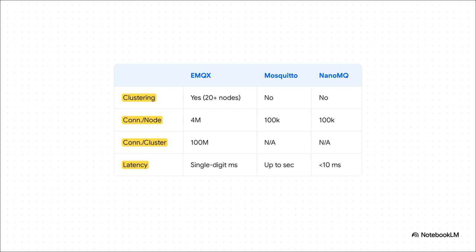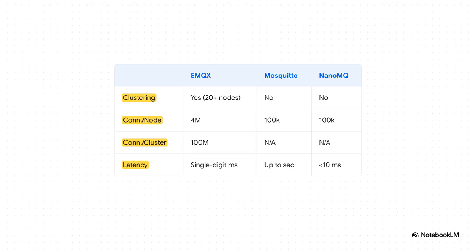So how in the world does it do that? Well, the magic word is clustering. EMQX is built so you can link over 20 servers, or nodes, together so they act like one giant, super resilient broker. This is absolutely critical for both massive scale and for making sure there's no single point of failure.